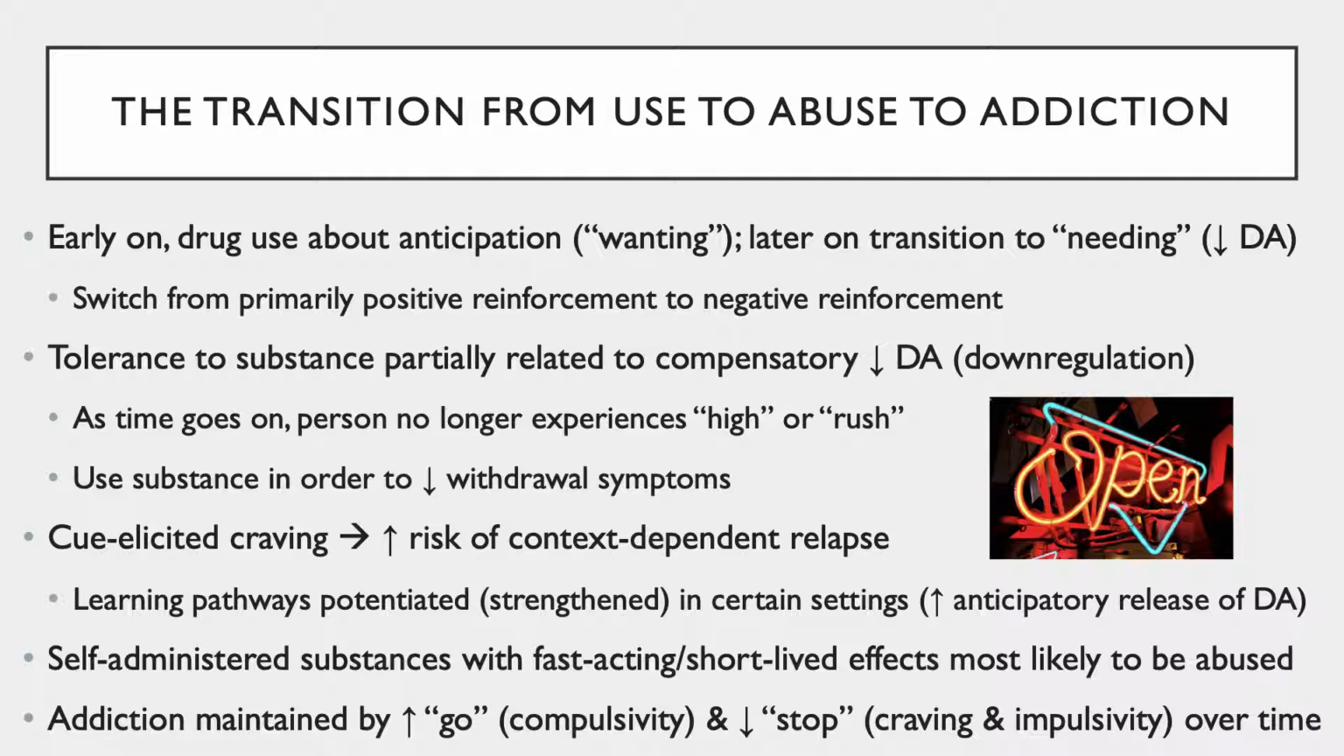Ultimately, addiction is maintained by an increase in go or compulsivity, that habitual, automated sensation of needing the substance, and less of the ability to stop, that is, higher craving and more impulsivity and less prefrontal control over time. Of course, psychosocial factors also play a large role, including the degree of coping skills, the meaning and purpose the individual derives from their daily life, their sense of social connection and support, peer and familial influences, experiences of trauma, and comorbid mental health conditions.